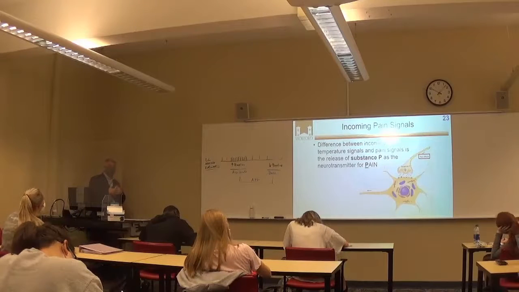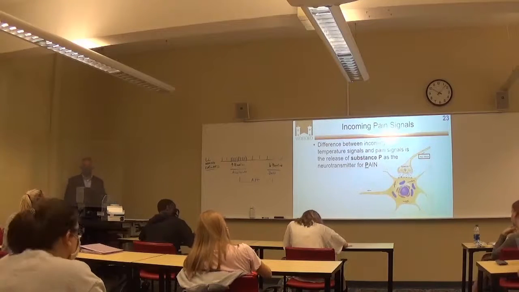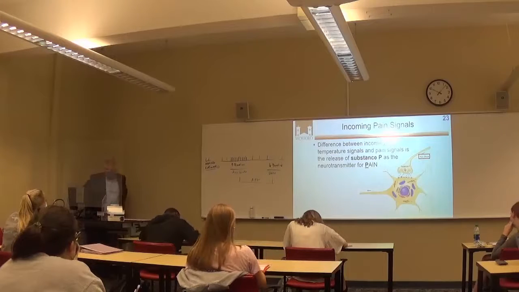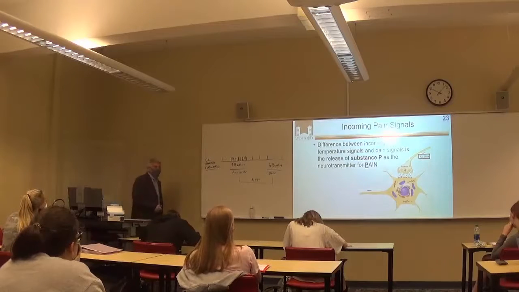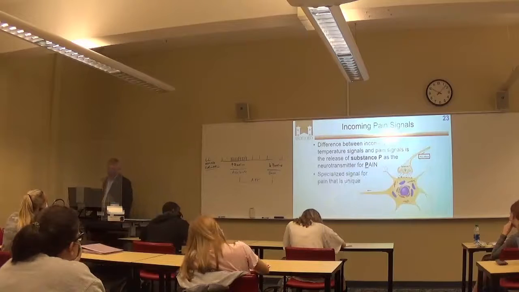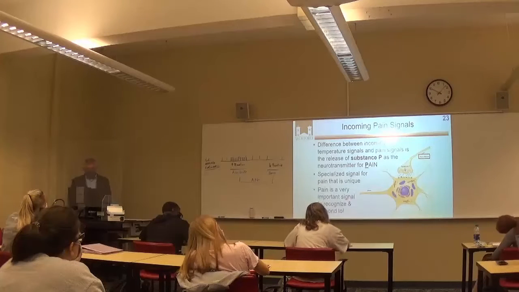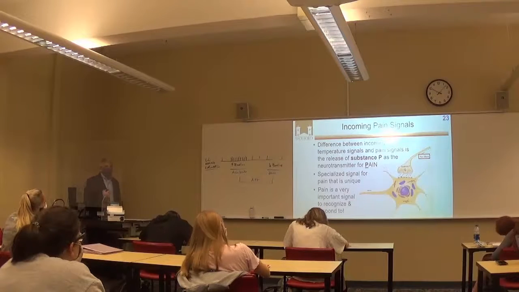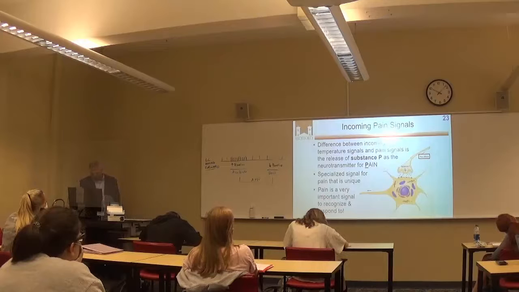If you remember when we talked about neurotransmitters, we said that pain is such an important sensory signal for us that it has its own neurotransmitter called substance P. And so when substance P comes in and is released in the spinal cord, that is a signal for pain that goes up to the brain.